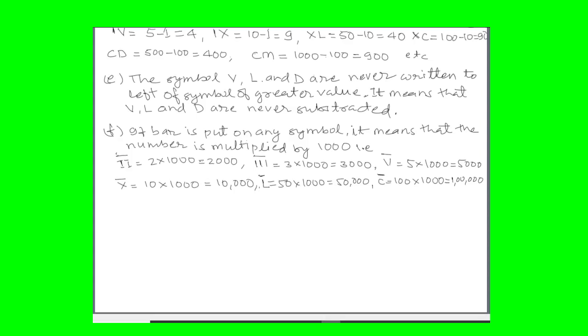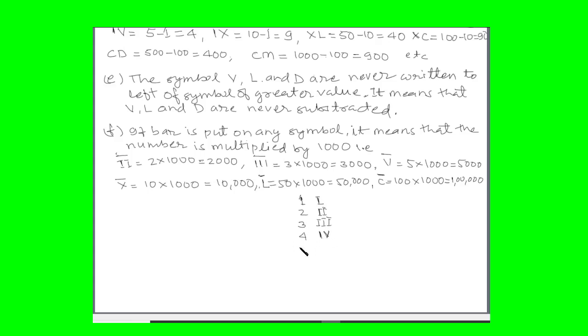Now we are making complete numbers using the above rules. So we make a chart like this: 1 is I, 2 is II, 3 is I 3 times, 4 is IV.